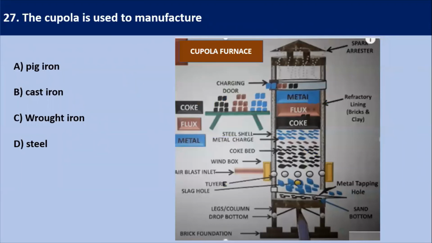Next question, the cupola is used to manufacture... Generally, the cupola is used for manufacturing cast iron. The cupola furnace is a melting device which is used to melt cast iron. It is mainly used to convert pig iron into cast iron. This is the diagram which I have shown of the cupola furnace.